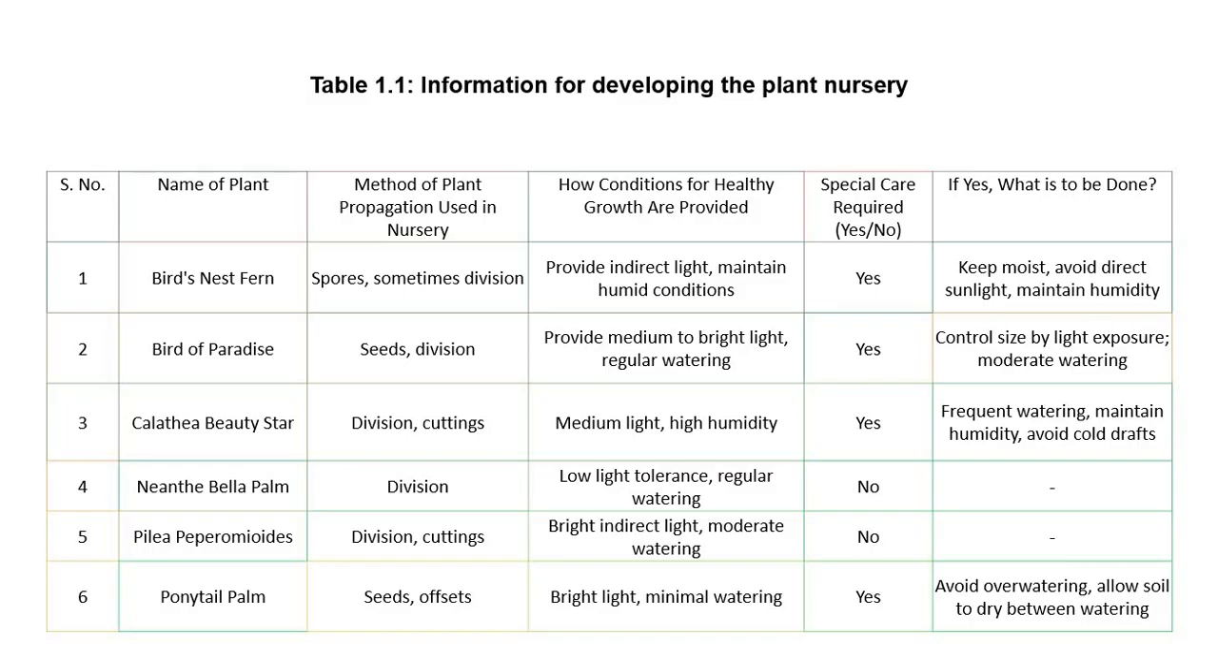Ponytail palm. Method of plant propagation, seeds or offsets. Conditions for healthy growth, bright light, minimal watering. Special care required, yes. What is to be done? Avoid overwatering, allow soil to dry between watering.